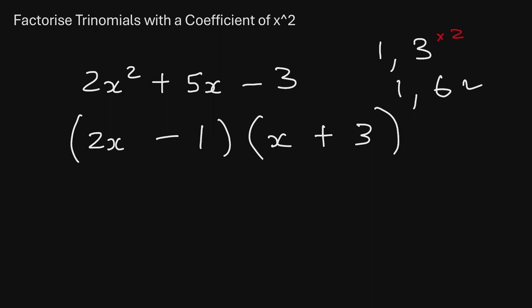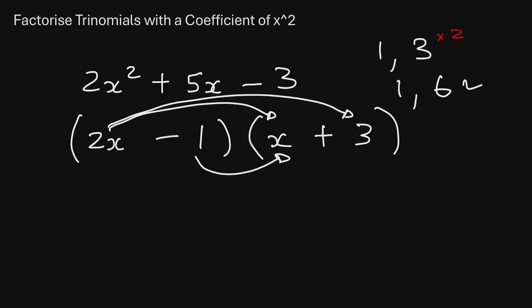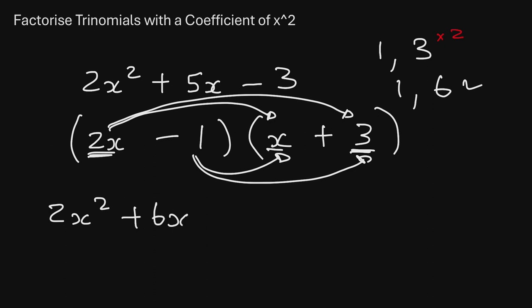So now let us try to expand this and see if we'll be able to get back to what we had. So you're going to say 2x will multiply with x, and it will also multiply with 3. And the negative 1 will multiply with x, and it will also multiply with 3. So now when we say 2x multiplied by x, what we get is 2x². And 2x multiplied by 3 gives us positive 6x. Then we have negative 1 multiplied by x, which gives us negative x. And negative 1 multiplied by positive 3 gives us negative 3.